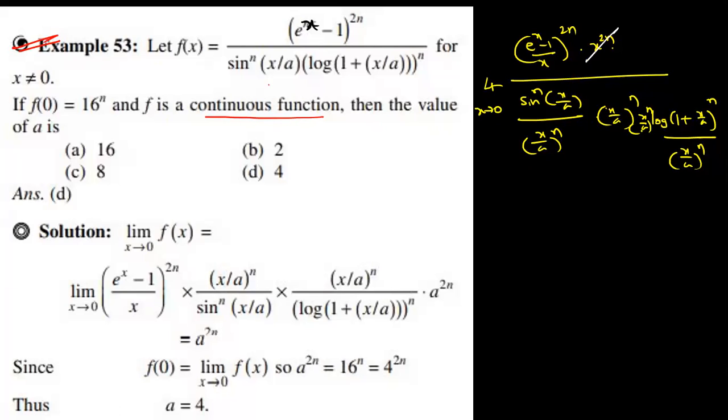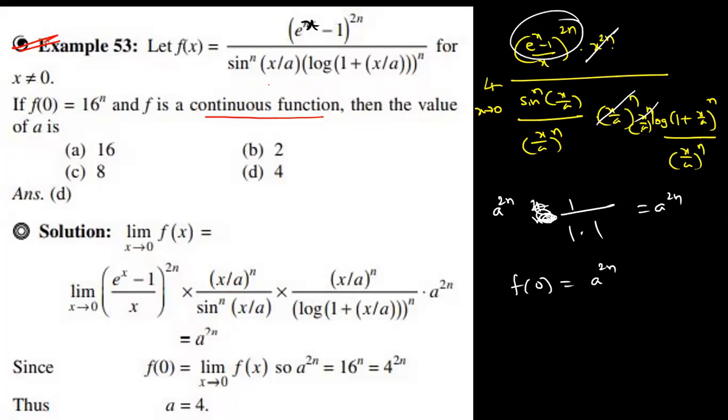Here, x power 2n, x power n, x power n cancel. A power 2n is the common factor. 1 by a power n. Limit x tends to 0. But this value is how much? Directly you can write 1 by 1 into 1. A power 2n. That means f of 0 is equal to a power 2n. But the condition given is 16 power n.